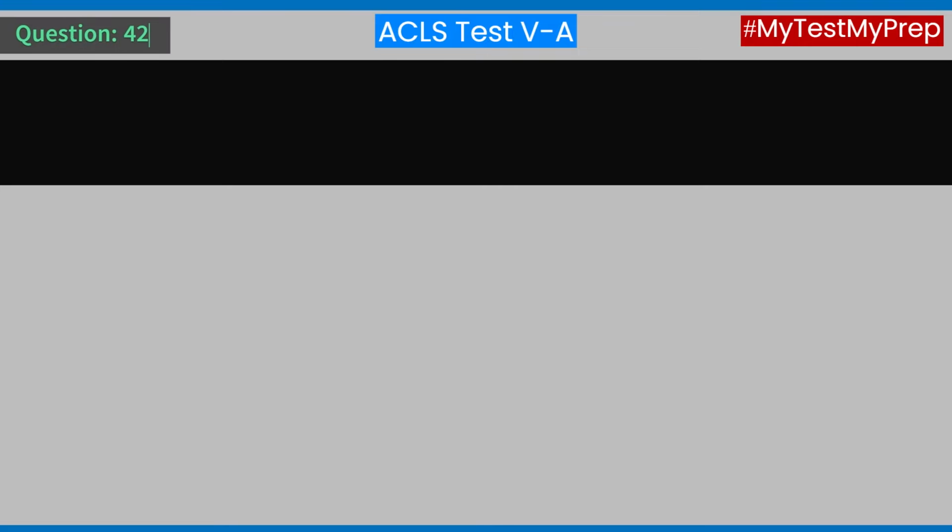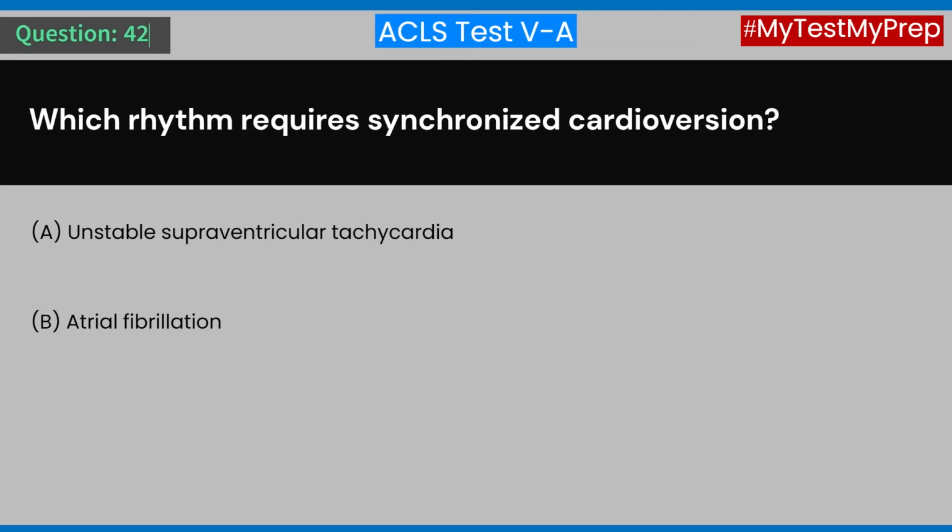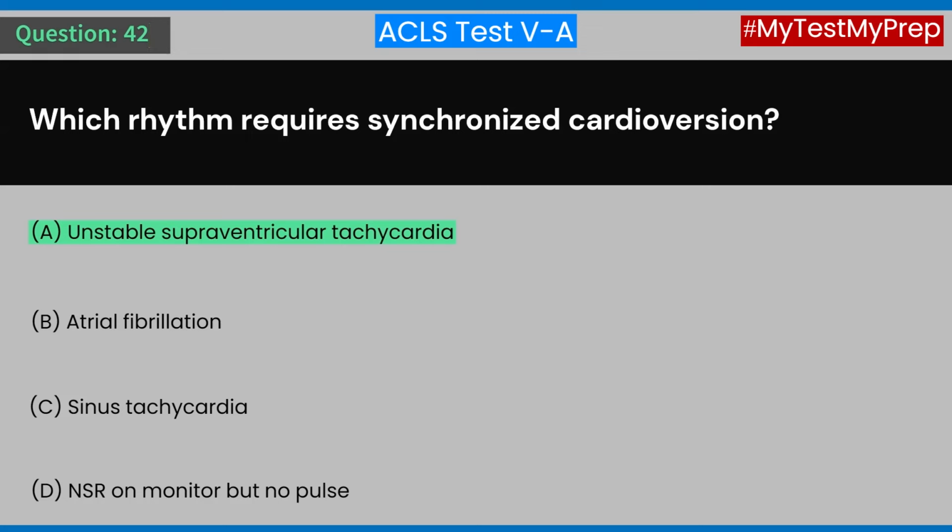Question 42. Which rhythm requires synchronized cardioversion? A. Unstable supraventricular tachycardia. B. Atrial fibrillation. C. Sinus tachycardia. D. NSR on monitor but no pulse. Answer: A. Unstable supraventricular tachycardia.